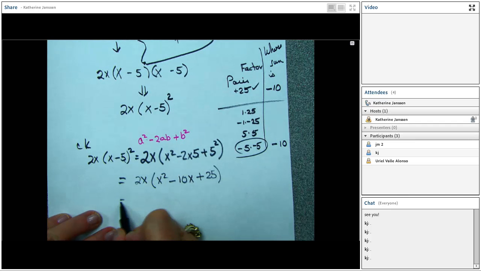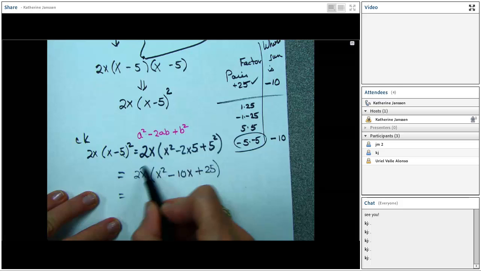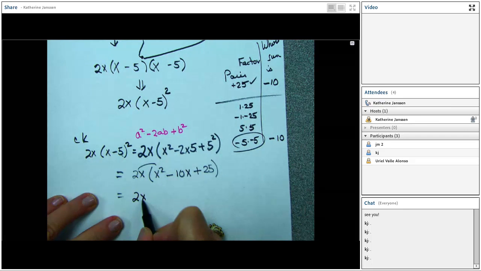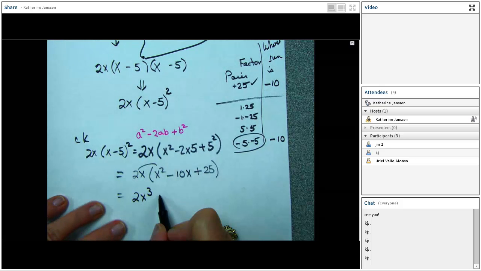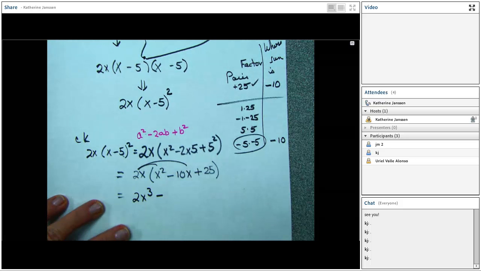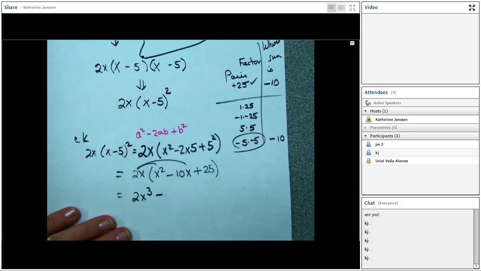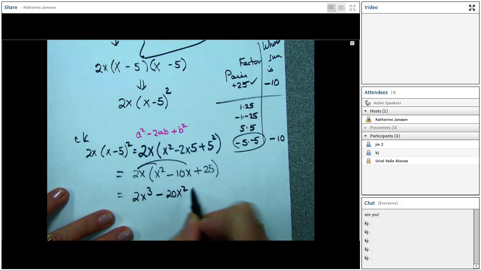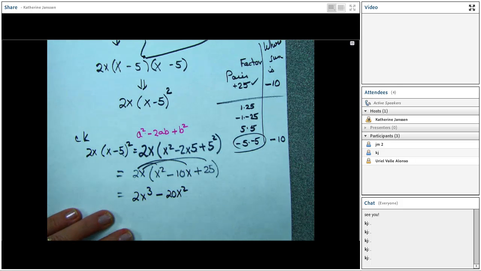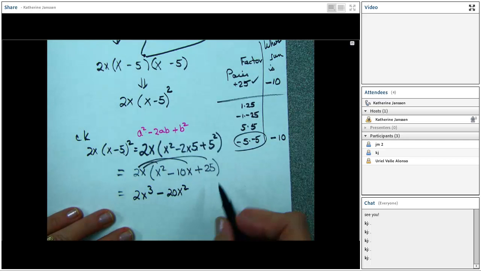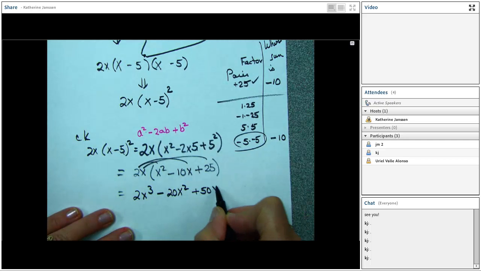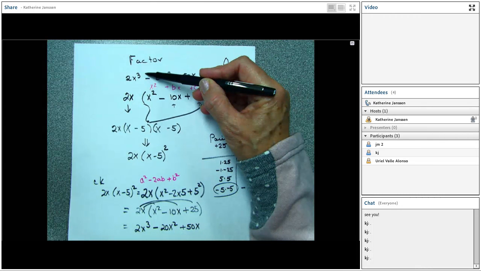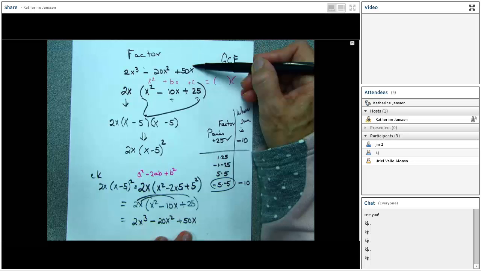And now I have distribution. I need to distribute 2x times the first term, which is 2x cubed. Pick up your sign and distribute 2x times 10x. 2x times 10x would be 20x squared. And distribute 2x times 25. 2 times 25 is 50x. 2x cubed minus 20x squared plus 50x.